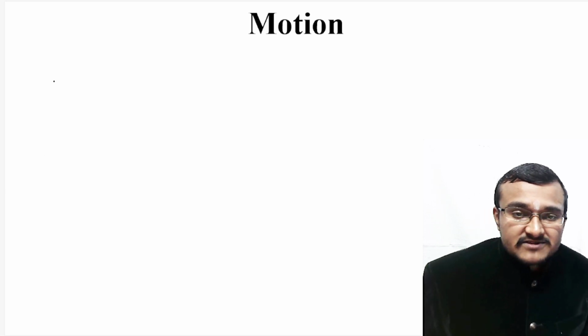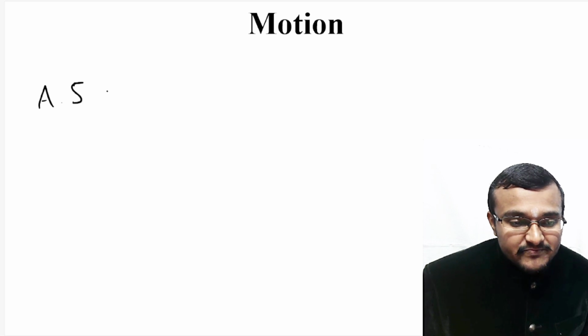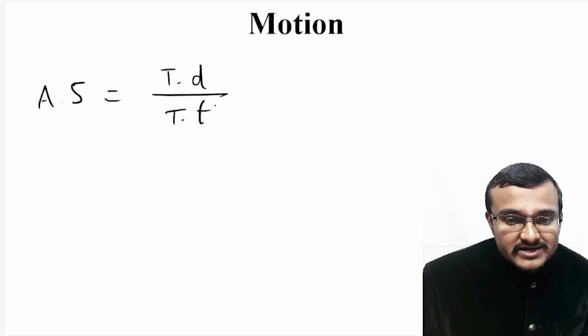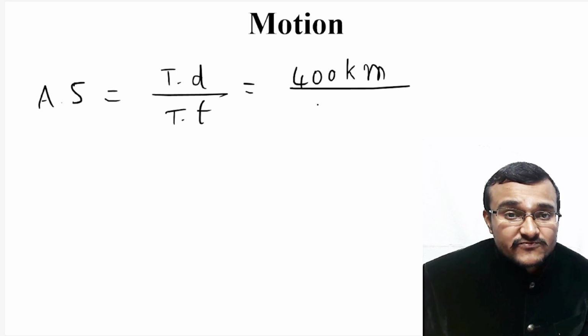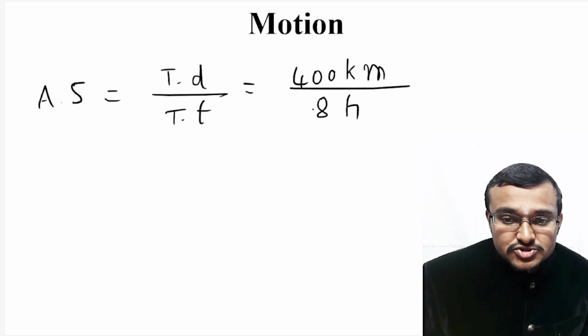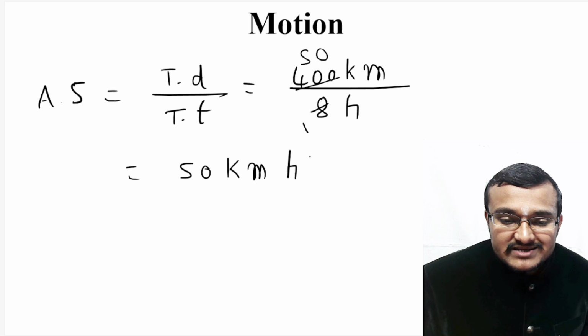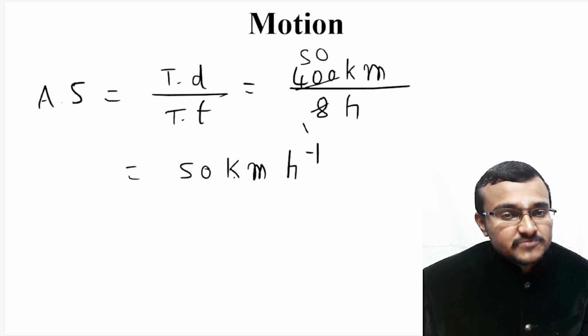So first let us calculate in kilometer per hour. Average speed will be equal to total distance traveled divided by total time. What is the total distance traveled? 400 kilometer, and the total time taken for covering 400 kilometer is 8 hours. So 8 ones are 8, 8 fives are 40, so 50 kilometer per hour. So 50 kilometer per hour is the average speed of this particular car.